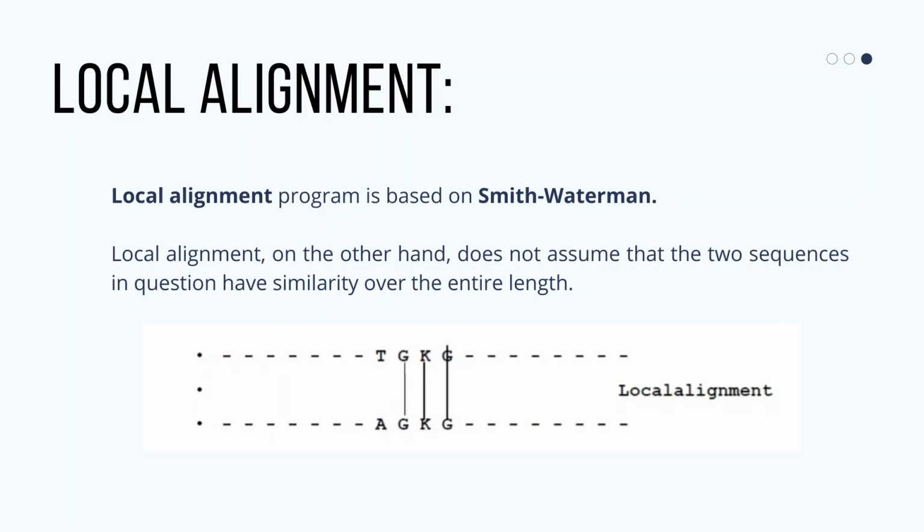Local alignment. Local alignment program is based on Smith-Waterman. Local alignment, on the other hand, does not assume that the two sequences in question have similarity over the entire length. It only finds local regions with the highest level of similarity between the two sequences and aligns these regions without regard for alignment of the rest of the sequence regions.